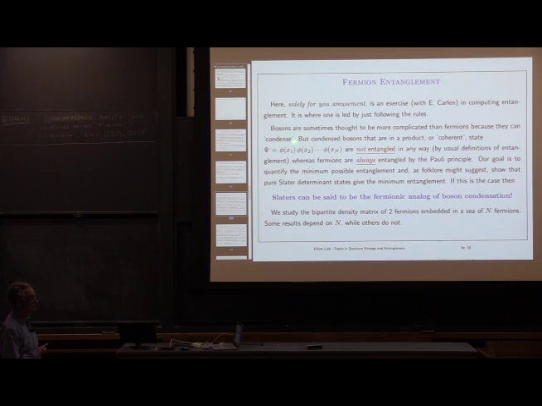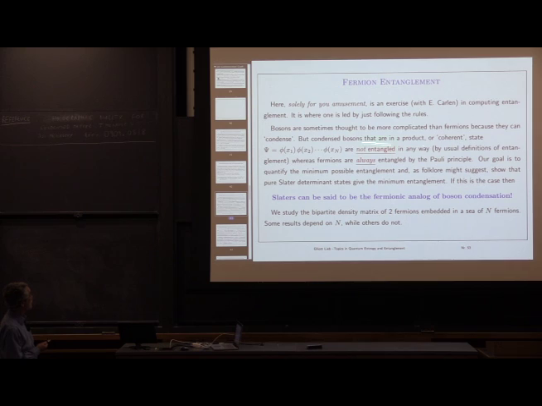Anyway, let me start with the following statement. Bosons are sometimes thought to be more complicated than fermions. Why? Because they can condense. But from the point of view of entropy of entanglement, this is not so. Condensed bosons are, of course, in a product or coherent state. That's what it means to be condensed. The wave function is just a product of wave functions, one for each particle. And this thing is not entangled in any sense of the word entanglement. It's just as unentangled as anything can be.